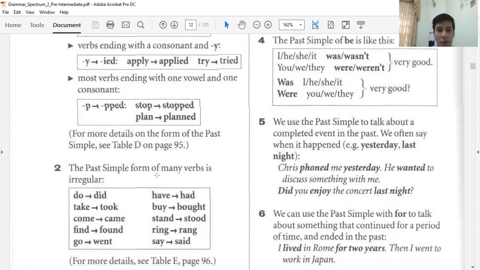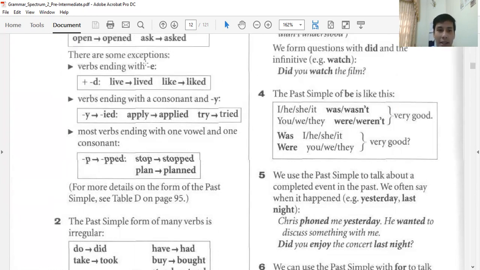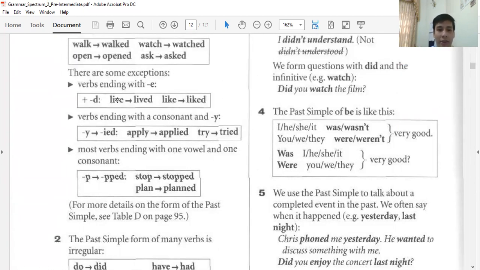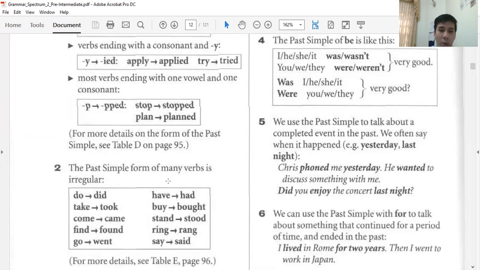So this is the form we change to past simple. We have regular verbs, we add ed, or if the verb already ends with e, then just add d, and if the verb ends with consonant and y, we change y to ied, like this. And then, for example, one vowel and one consonant, we double the letter at the end of the verb. For example, like stop and stopped, like this. And irregular verbs, the verb changes. We don't just add ed, but it changes. We change the verb like do to did, for example, like in this part.